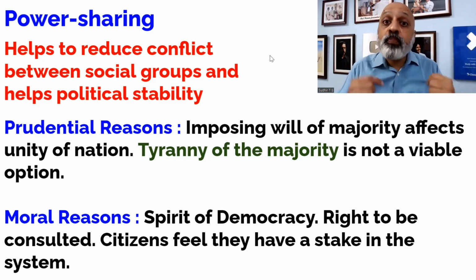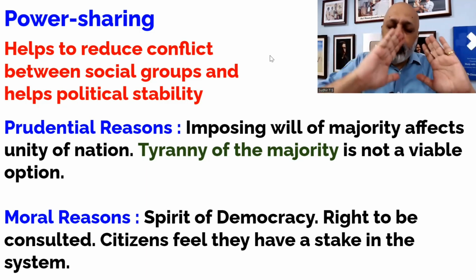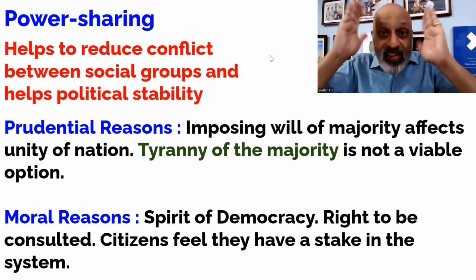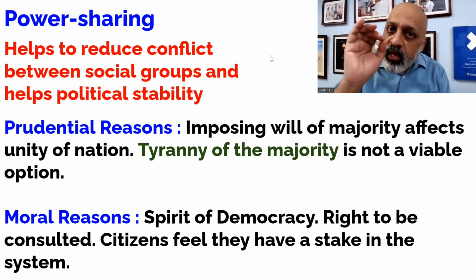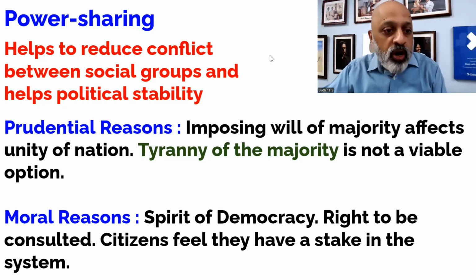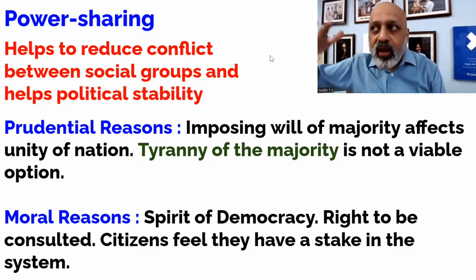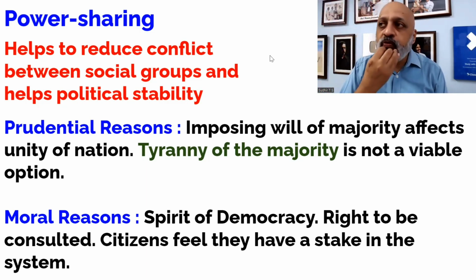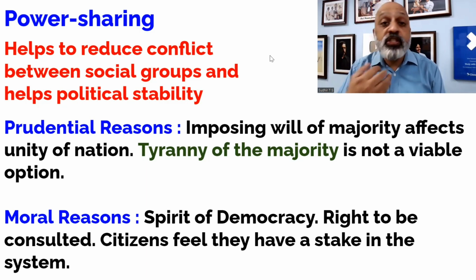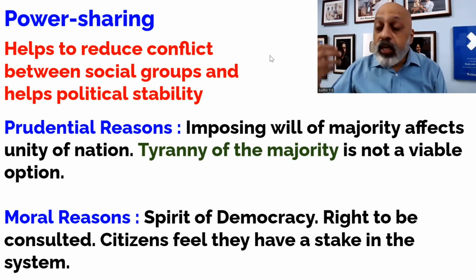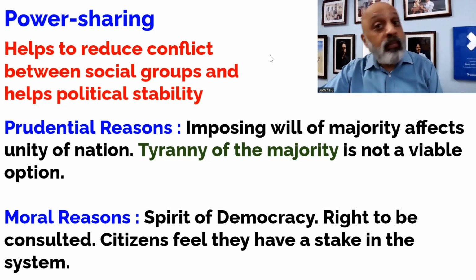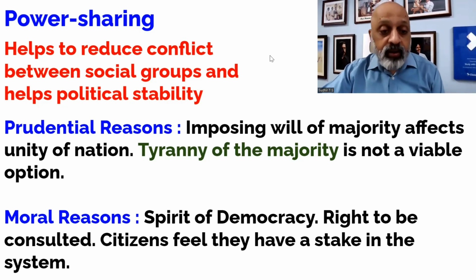The third reason is a prudential reason. Prudential comes from prudence, meaning intelligent reason. And this is very important. Listen to this carefully. Imposing the will of the majority affects the unity of the nation. For instance, it's often said in the case of Pakistan, which is an Islamic Republic, the Hindus feel discriminated against because they are in a minority in Pakistan, right?